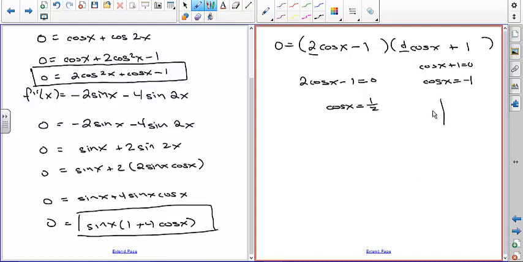So in this case, you use the unit circle. The cosine is negative 1 at pi because the x coordinate is the cosine. On the unit circle, the x-coordinate is negative 1 here, which is pi. So x equals pi. And for this one, you're going to have a first quadrant solution and a fourth quadrant solution, because the cosine of x is positive in the first and fourth quadrants.